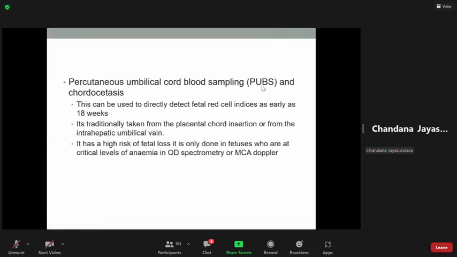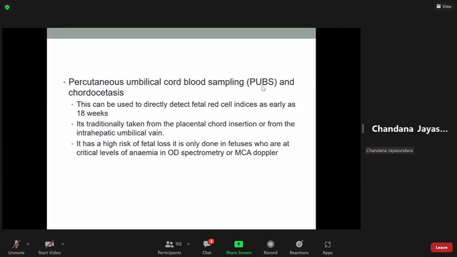So what will happen if the baby has gone beyond the cutoff values, that means in zone 3 in the Liley's chart, or more than 1.5 multiples of median? What can we do? We have to see for sure what the hemoglobin level of the baby is. For that, we can do fetal cord blood sampling. Now, this is not as easy as it sounds.